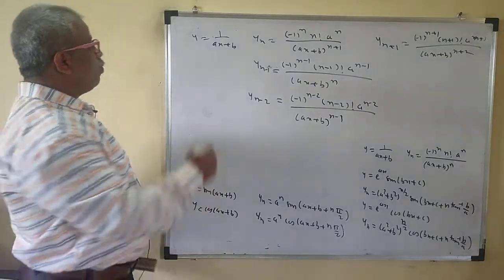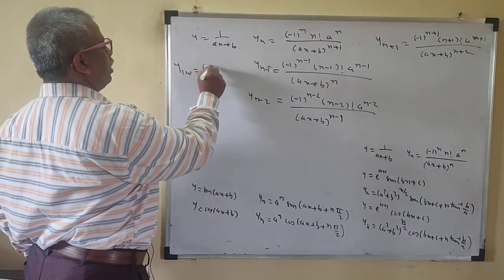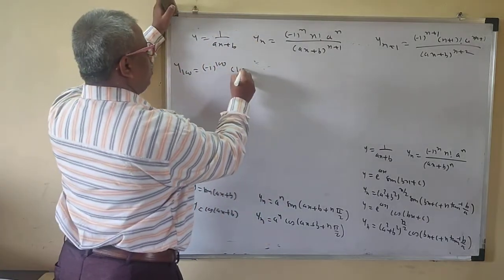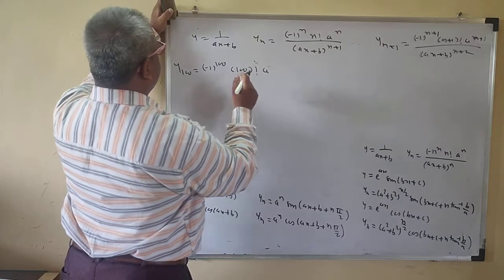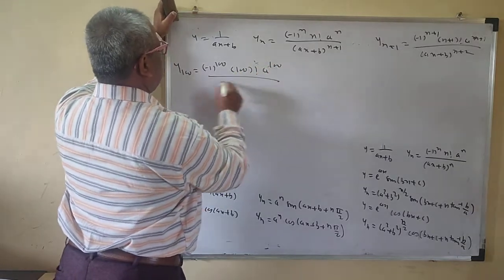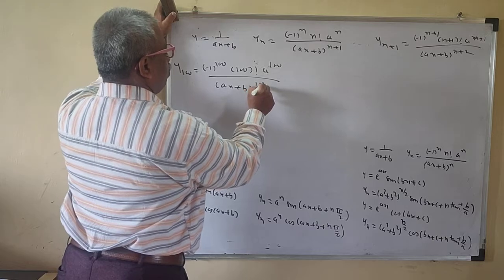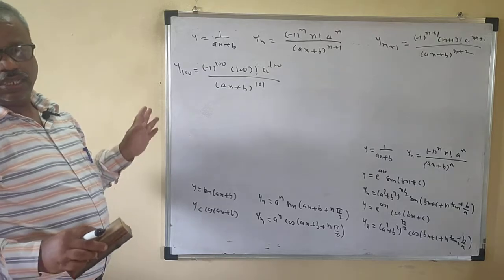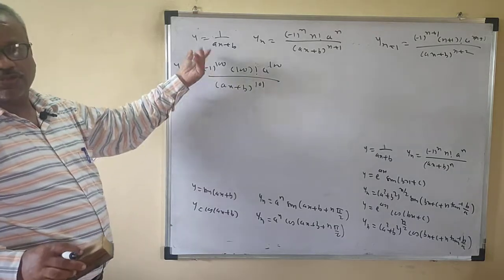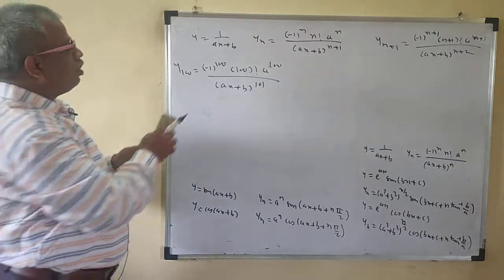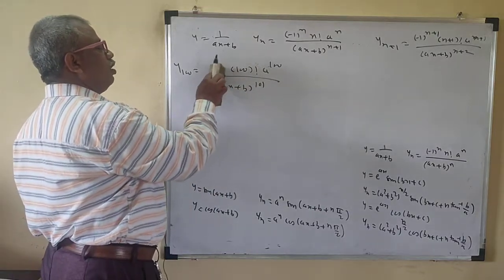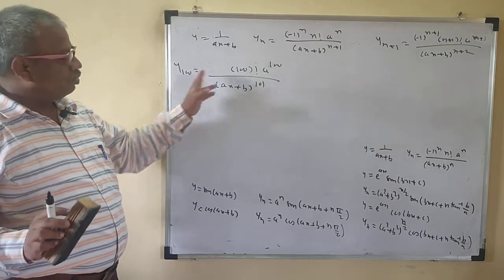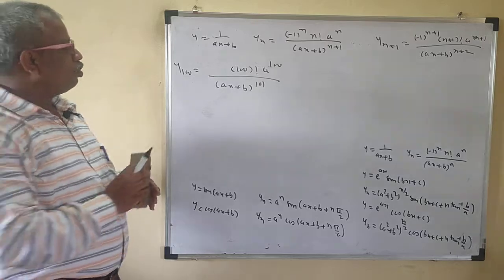If y 100 you want, 100, this is what? Minus 1 raised to 100, 100 factorial a raised to 100 upon ax plus b raised to 101. Okay, so this will not be there in the option, because minus 1 to the power 100 is positive, so this may not be there. Okay, so you should suppose this is not there. That means this is also correct, 100 factorial, because minus 1 raised to 100 is positive, so therefore it is not in the option. So don't worry about that.